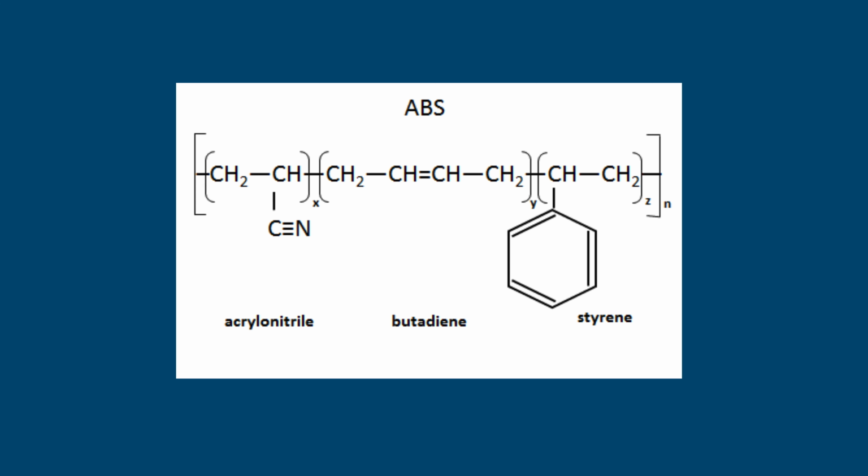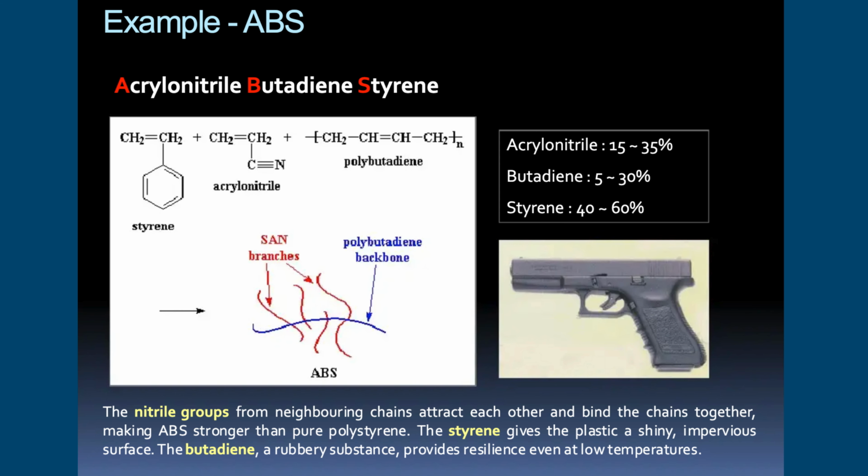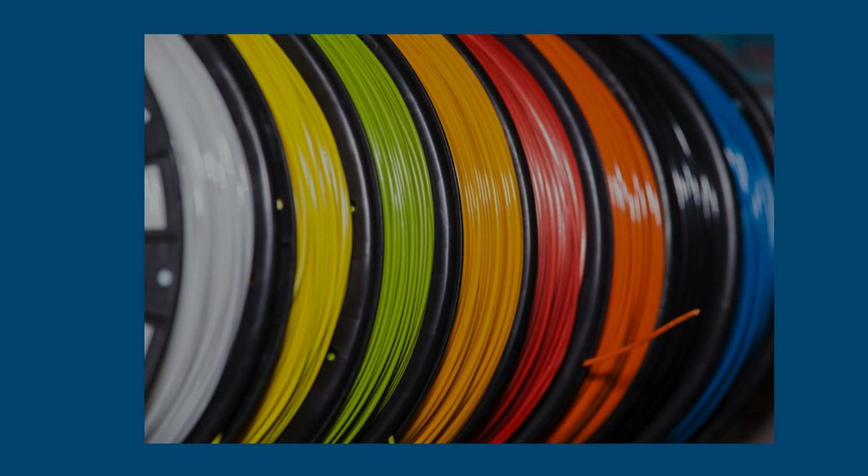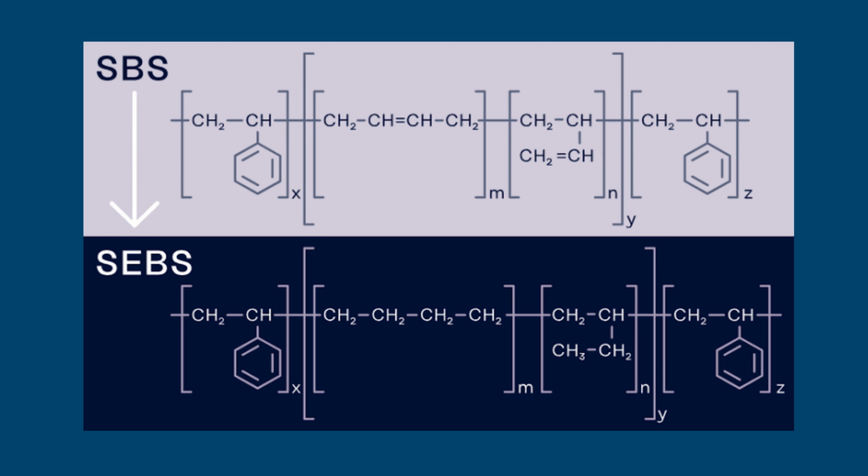Perhaps the best-known engineering copolymer is acrylonitrile butadiene styrene, ABS, a graft copolymer that combines the rigidity of styrene, the chemical resistance of acrylonitrile, and the toughness of polybutadiene. This unique balance of properties has made ABS a preferred material for automotive interiors, consumer electronics, Lego bricks, and additive manufacturing filaments.